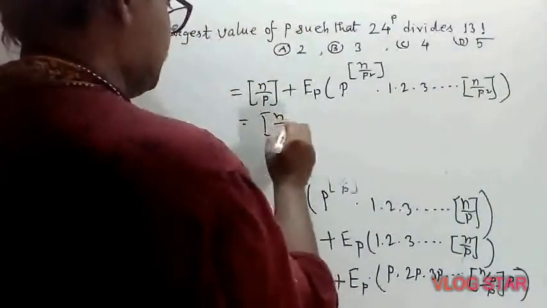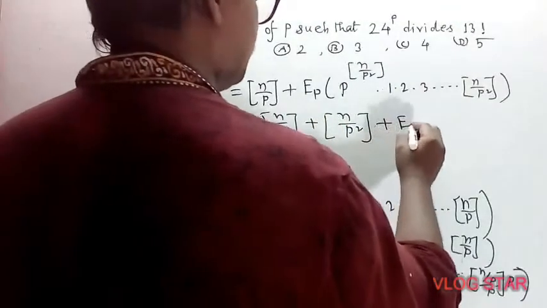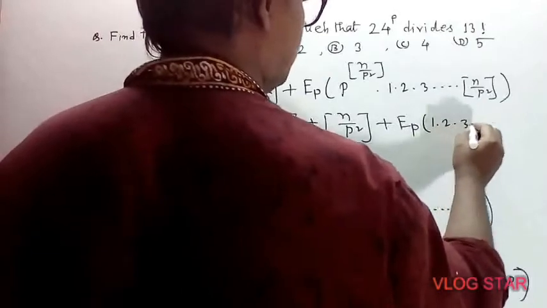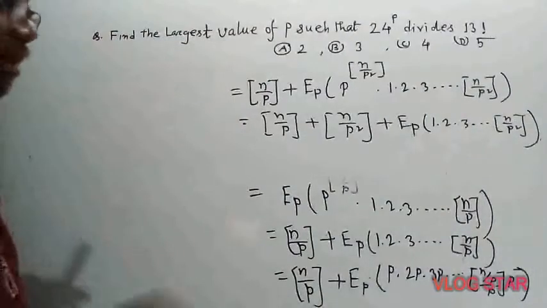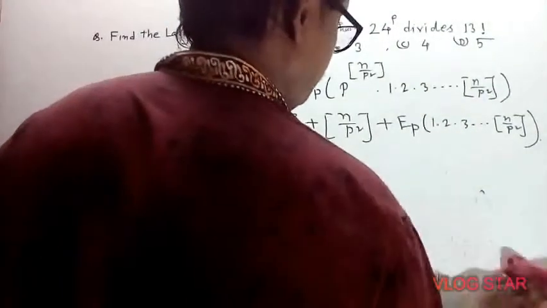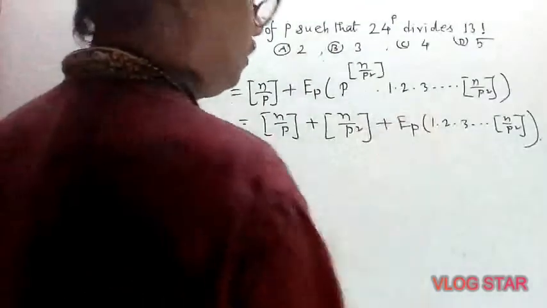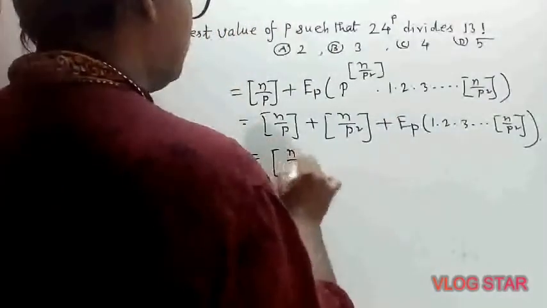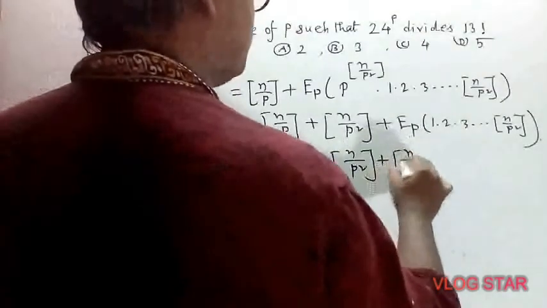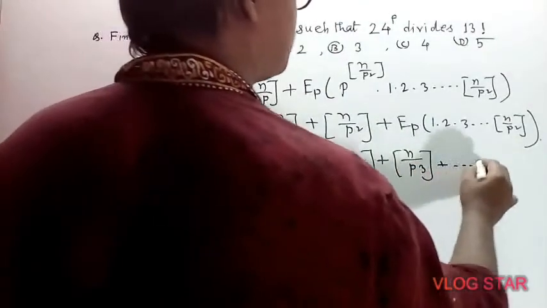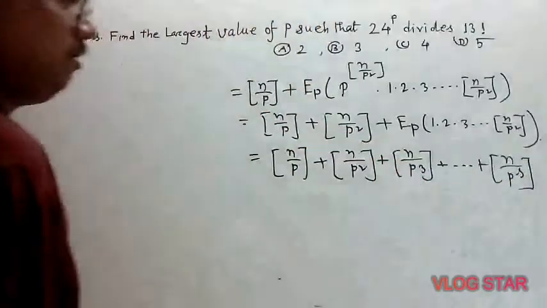So we can separate n by p, plus n by p square, with exponent of p being 1, 2, 3, and so on. Continuing this process until we have found the value of n by p square, n by p cube. The third term is n by p cube. Similarly, the last term is n by p power s.